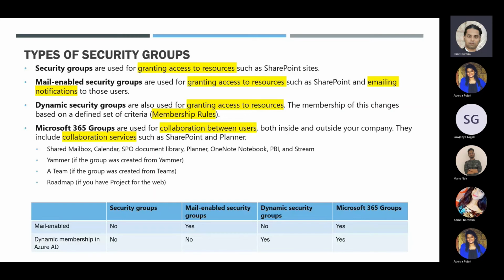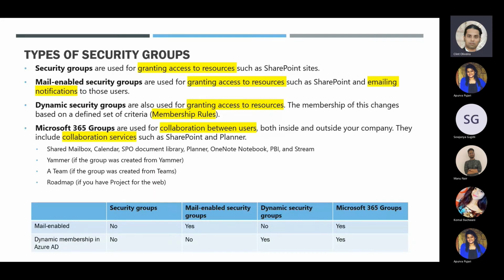The last type, and one which is very collaboration oriented, would be your M365 groups or unified groups. Now, these groups are used for collaboration purposes. They do have an email list associated with it. They are security enabled. They are used for collaboration. So they do have a shared mailbox. They do have a shared calendar. They have a SharePoint document library attached to it. They have a Planner, OneNote Notebook, Power BI, and Stream.